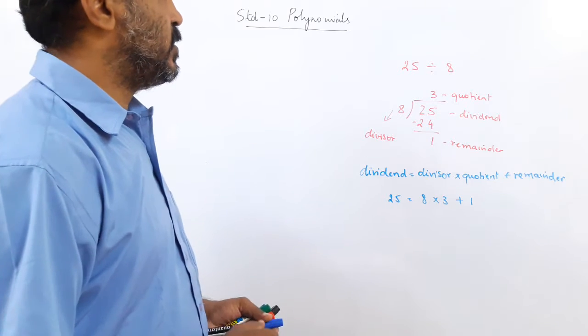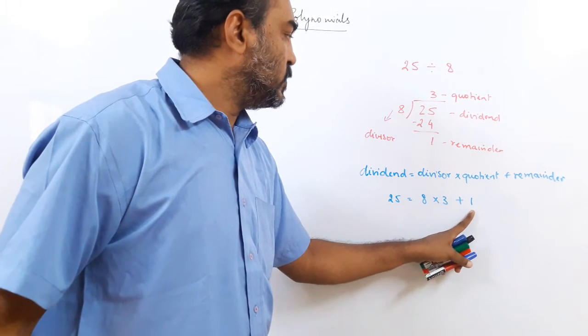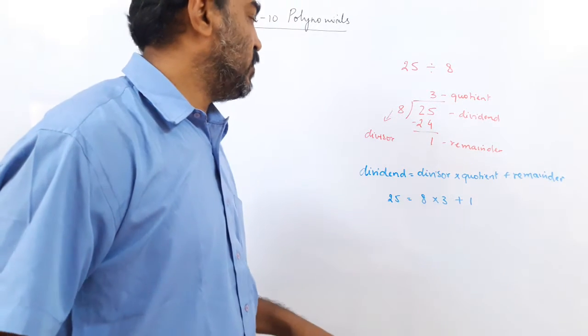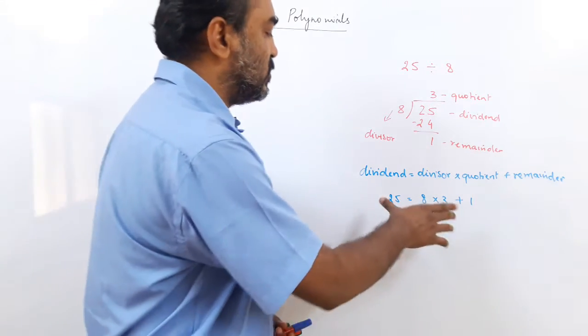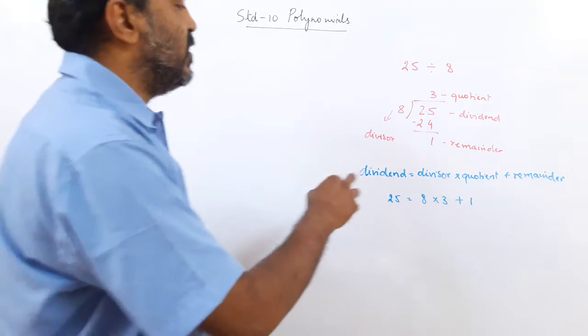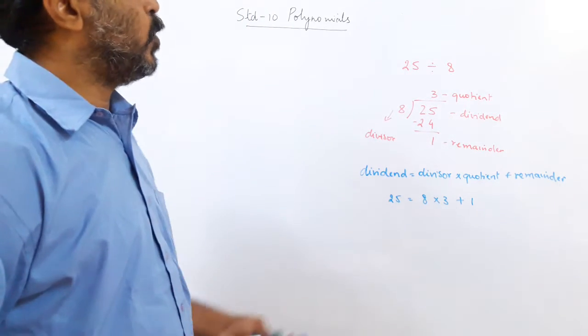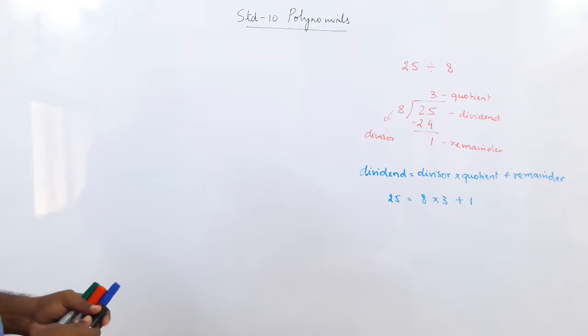Now what is a factor? When the remainder becomes 0, then it is a factor. So you can see 8 is not a factor of 25. But if it was 24, then 8 would be a factor. So this is the general thing: dividend equal to divisor into quotient plus remainder. And this is also applicable to polynomials. So we will see how it is applicable to polynomials.